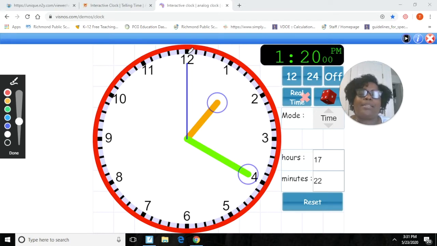So we're going to do that by starting here on the 12. So we're going to go 5, 10, 15, 20. 1:20. And there is the digital time right there. 1:20. Okay? 1:20. All right.